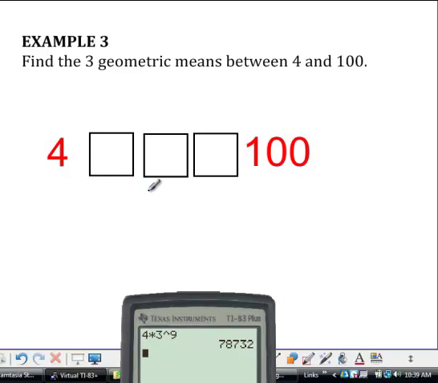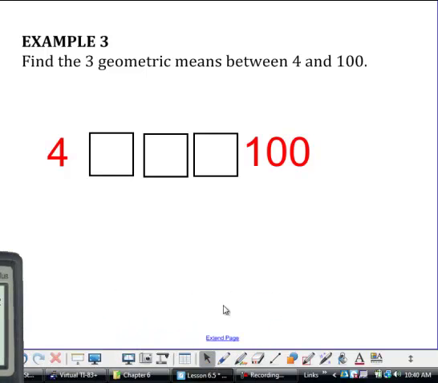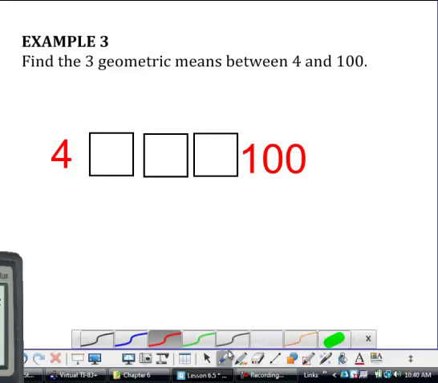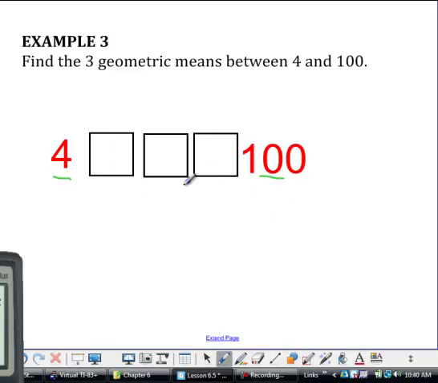And then the last thing they have you do is figure out geometric terms in between two given numbers, just like we did with arithmetic. So here we have the numbers 4 and 100. And they want us to find three numbers in between 4 and 100. And they tell us that this is a geometric sequence. That in other words, 4 was multiplied by something to get the second, and then that was multiplied, and then that was multiplied, and then that was multiplied.